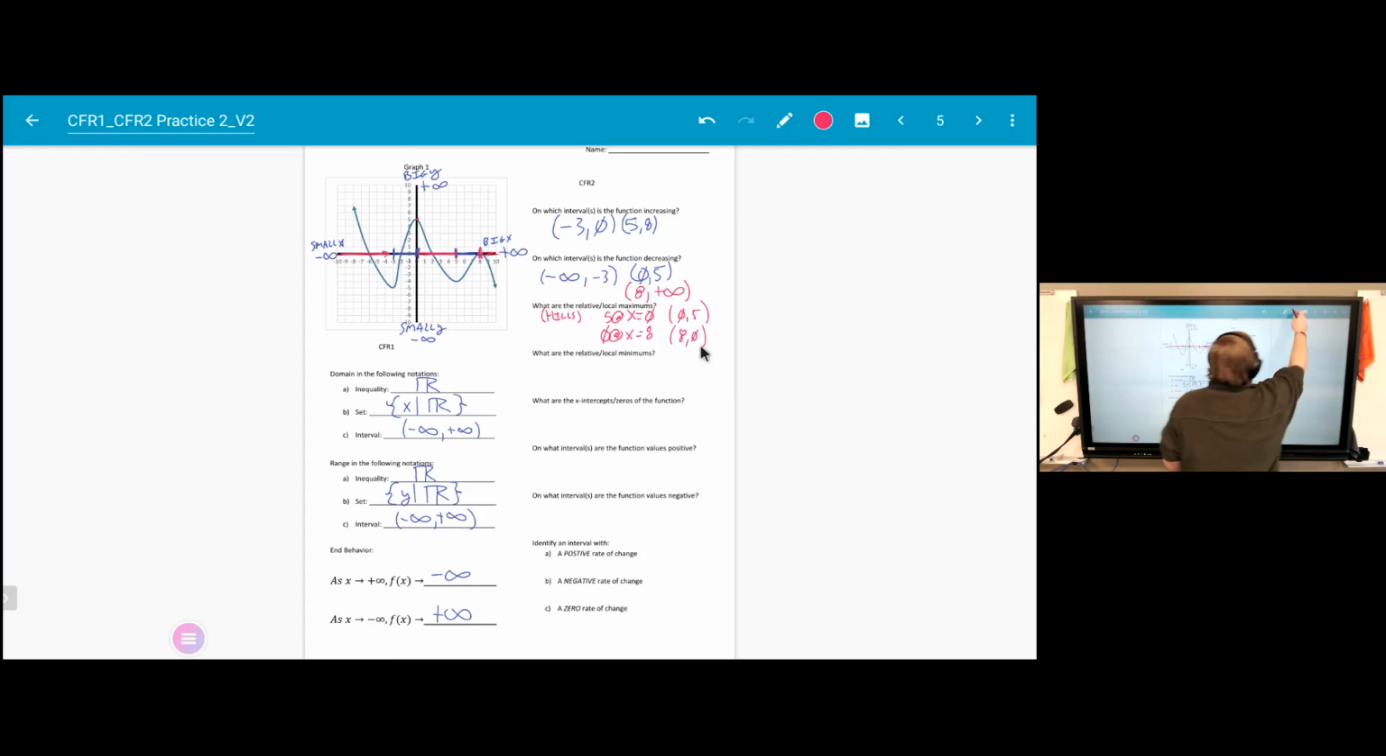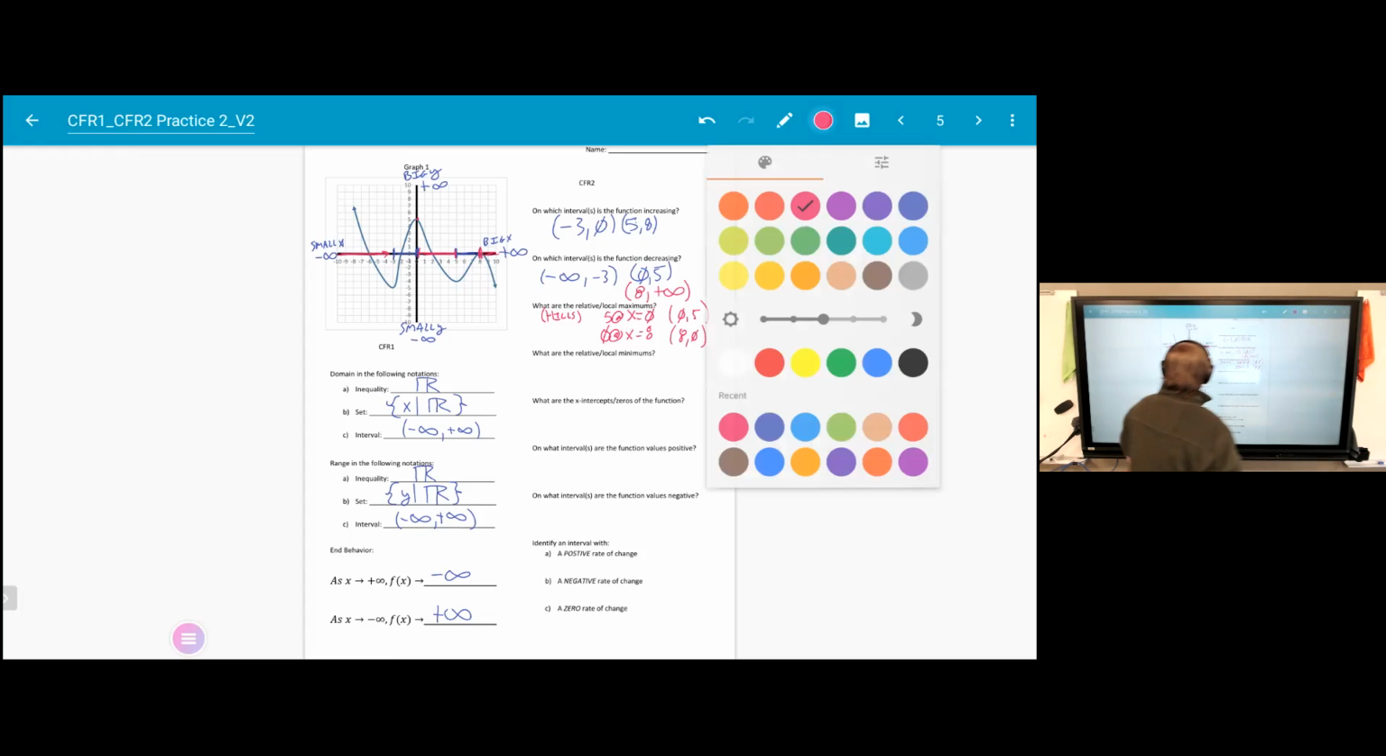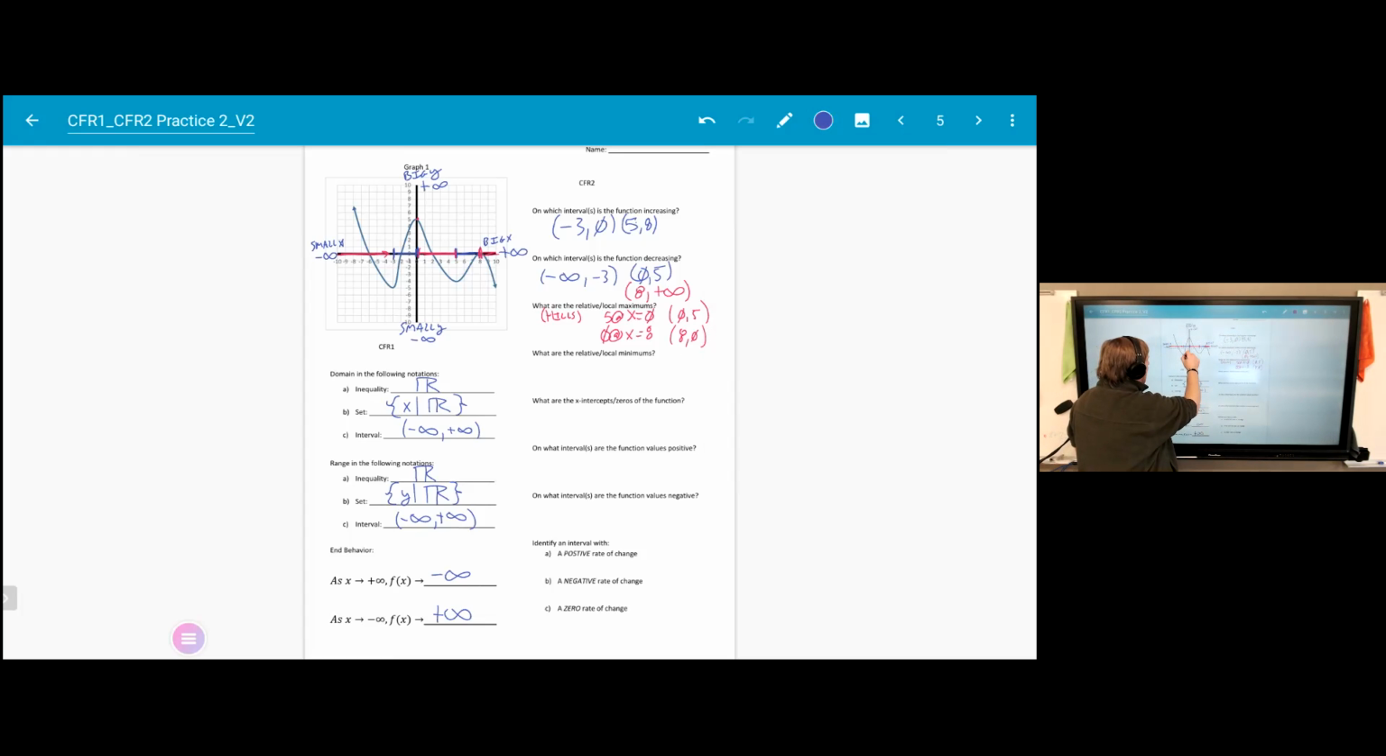Where are my valleys? How many do I have? I have a valley. Well, I got a valley right here. Right there's the bottom, and a valley right here. I've got 2 valleys. So that's -5. Again, these are our valleys. -5 at x equals -3, and -4 at x equals 5.